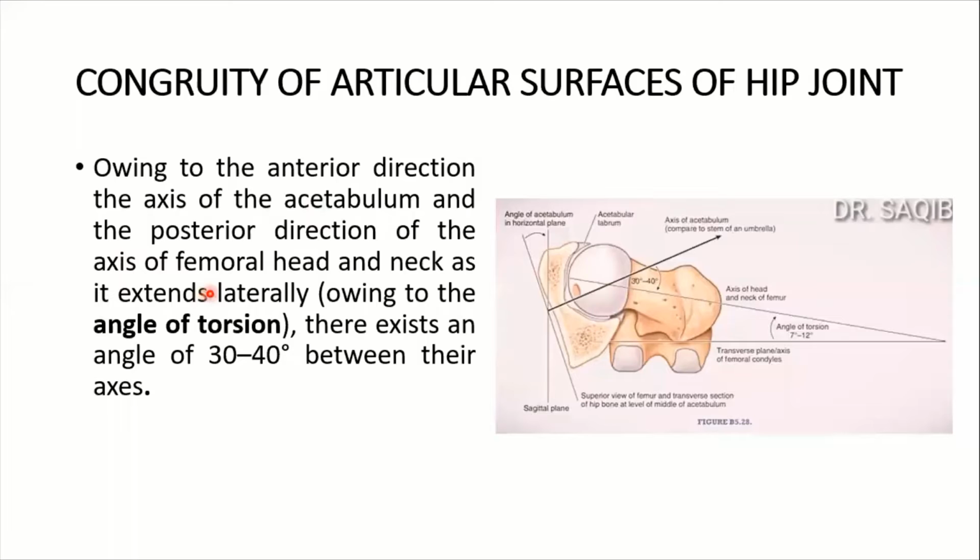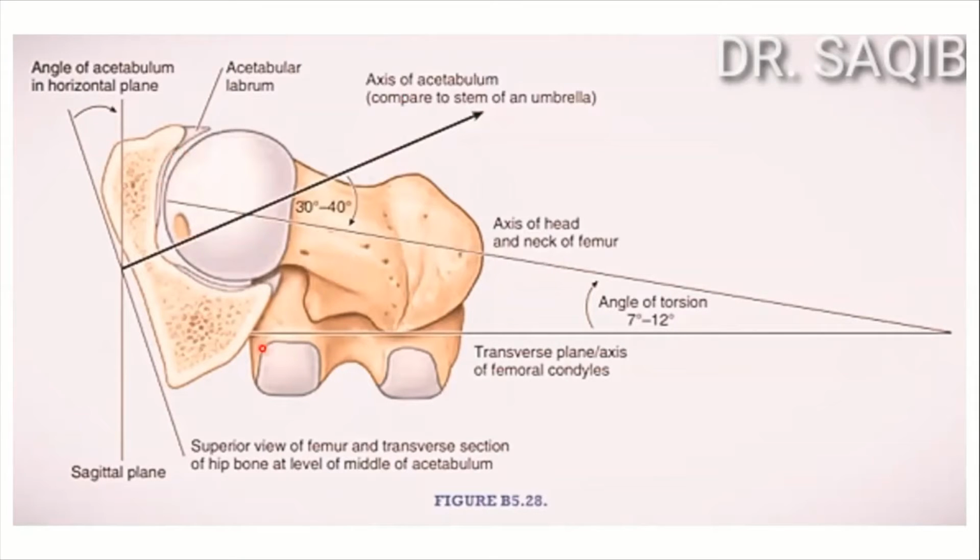And what is angle of torsion? This you already know in discussion of the femur. This is transverse plane or axis of the femoral condyles, and the second one is this axis of head and neck of femur. That angle between these two is the angle of torsion, which is the normal 7 to 12 degree.